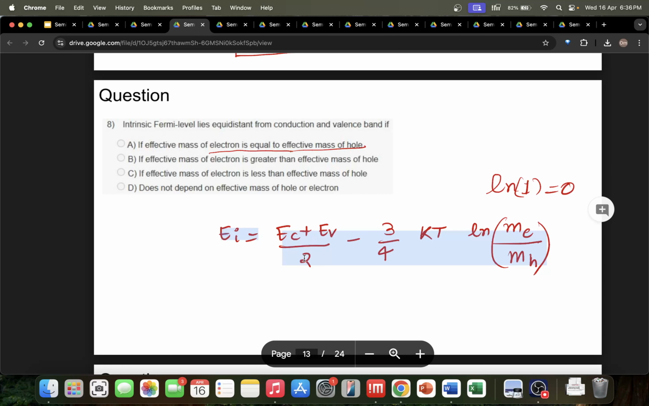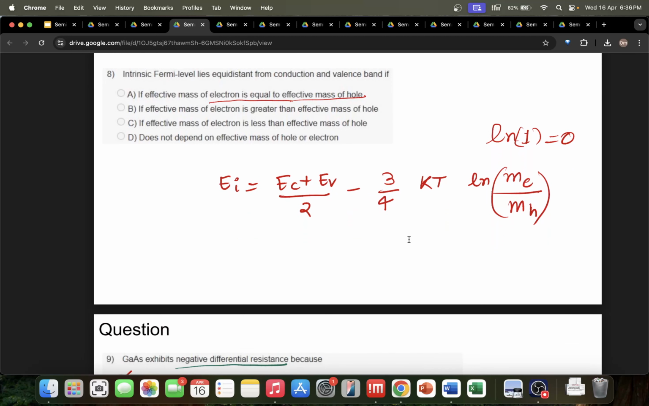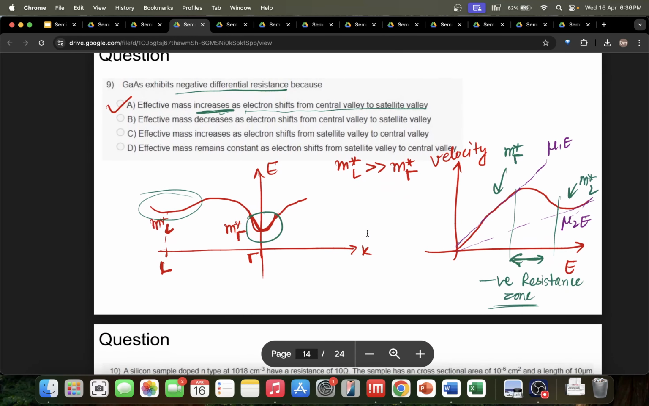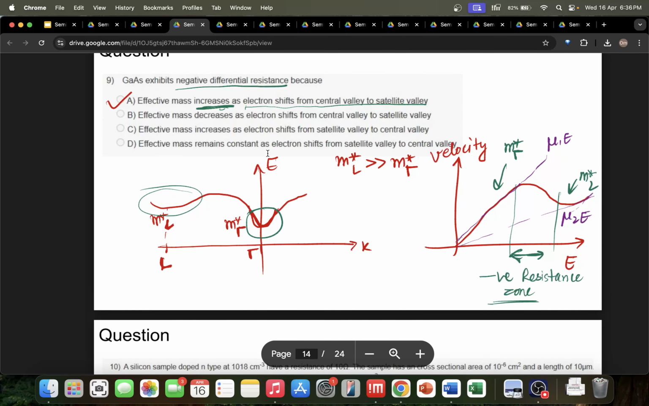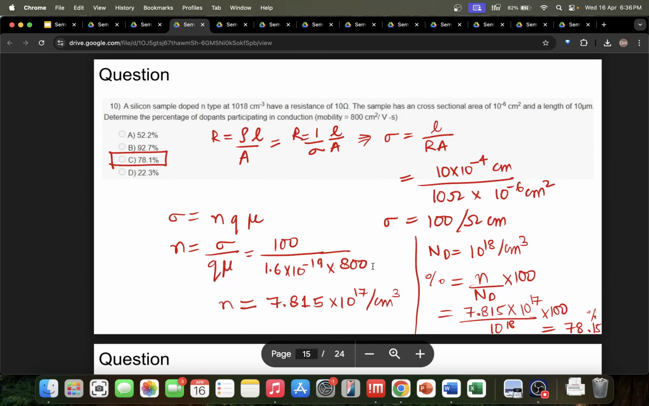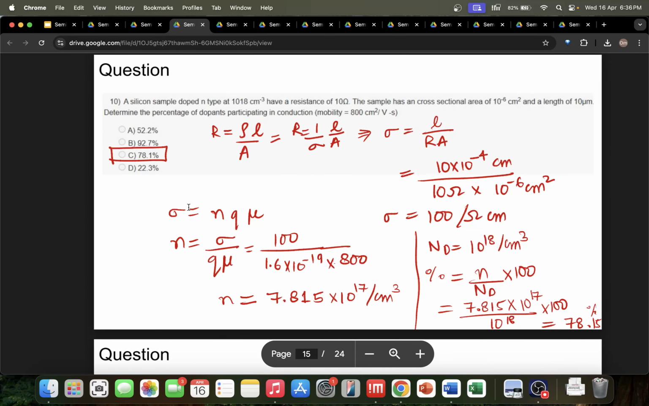Generally we just consider EI to be in the middle of the band gap. This may not always be true, so the second part needs to be taken into consideration. It depends on the mass of electrons and holes as well as the temperature that we are working at. Then we saw negative differential resistance in gallium arsenide, which is due to the satellite valleys. Here again we have a simple question on conductivity.